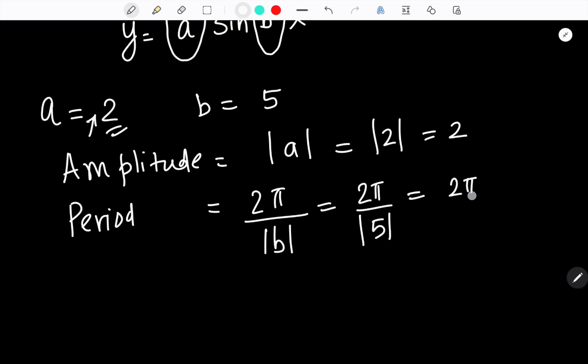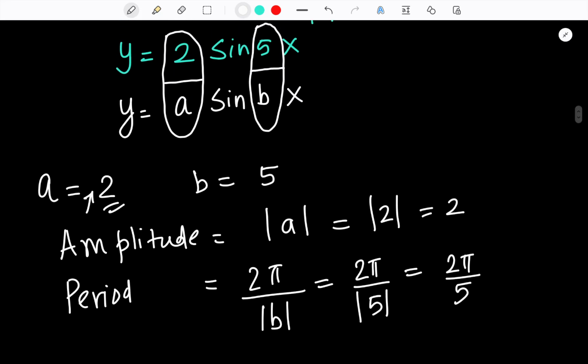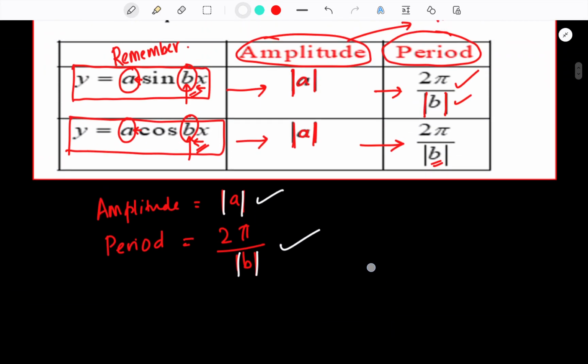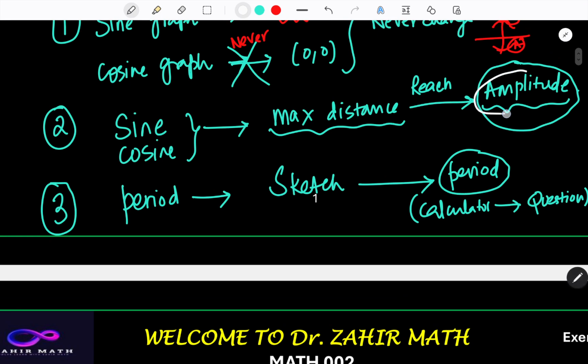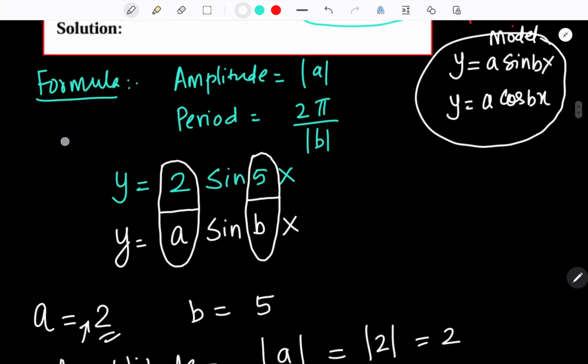So this equals 2 pi divided by 5. Why, teacher, am I finding amplitude and period? Just now I told you we are going to do a sketch. For the sketch, what are the three important points I said? First one, where it passes. And the second two points I said: regarding amplitude and regarding period. So these two things are needed for that. That is why for the first question we are just calculating, then we are going for the sketch.